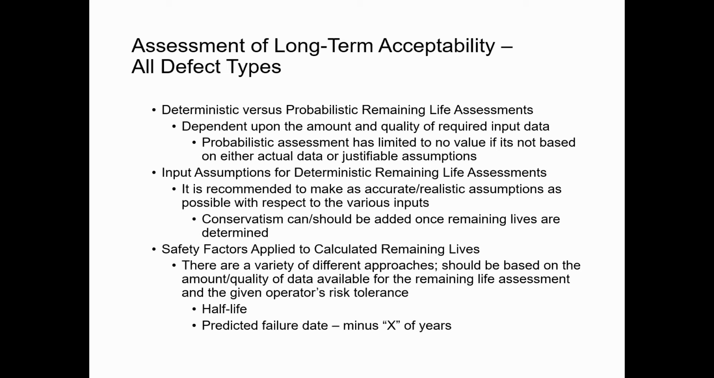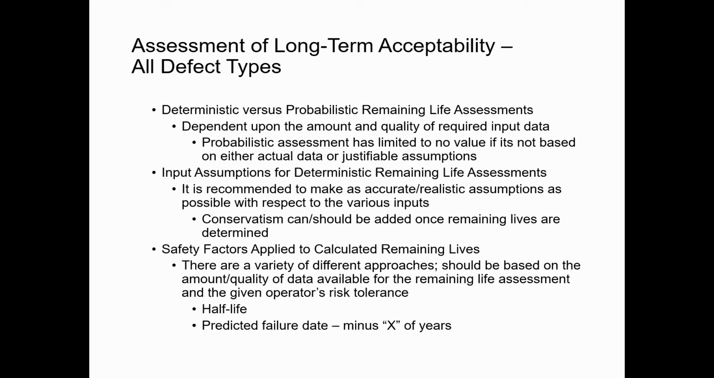Regarding the assessment of long-term acceptability, the bullets on this slide would apply to all defect types. So obviously in determining remaining life, there's a deterministic approach that one could use, and there's a probabilistic approach one could use. I would suggest that which one you use is dependent upon the amount and quality of required input data. So if you have very limited data and it's not of the highest accuracy, I think you'd only be fooling yourself if you were to try and do a probabilistic remaining life assessment. Whereas if you have a lot of detailed information for the various input parameters, then you might benefit from doing a probabilistic assessment.